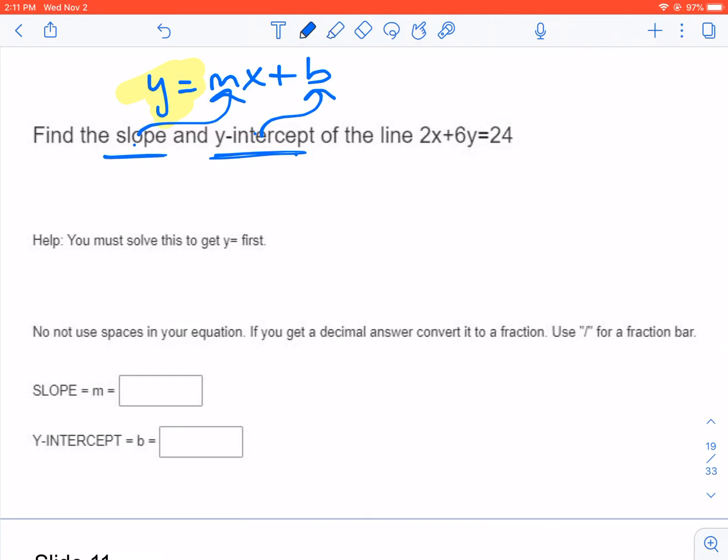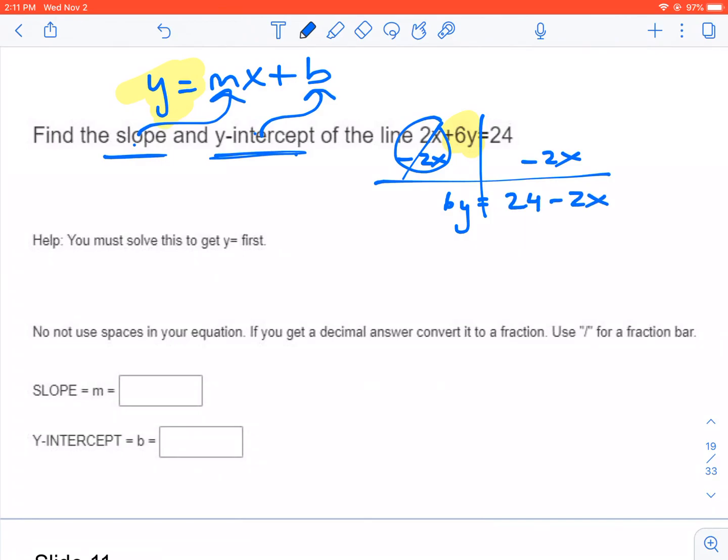First step is to ignore the y, this piece, and we're going to get rid of those x's. So we're going to move our x's by just taking them off. And then I'm going to do that on this side too, because what I do on one side of that blue line I have to do to the other. These zero out and I have 6y equals, and then it is 24 minus 2x.